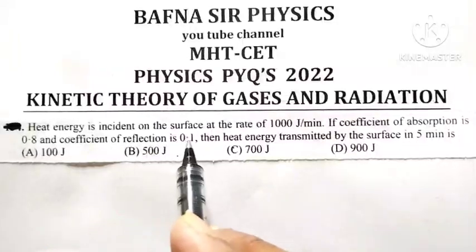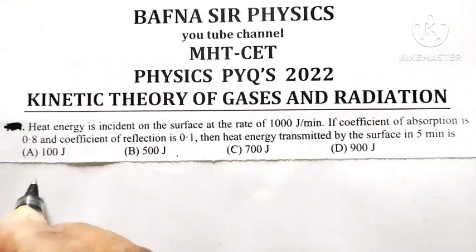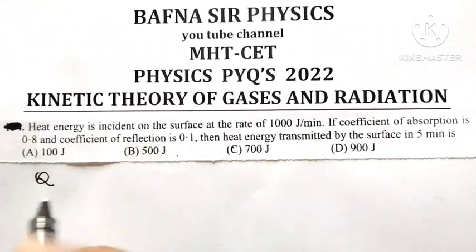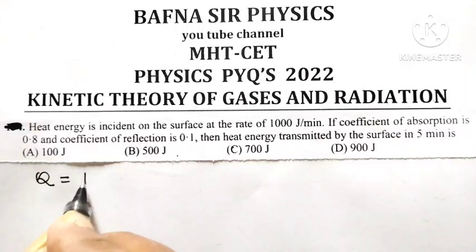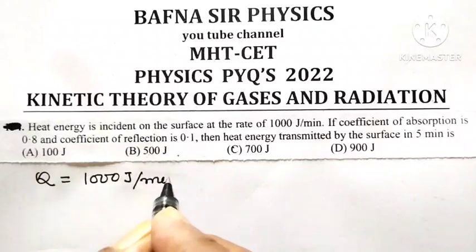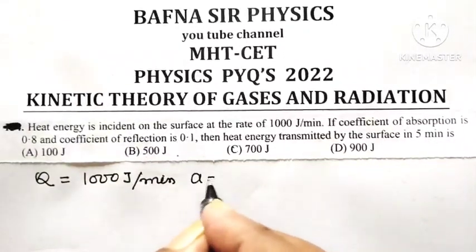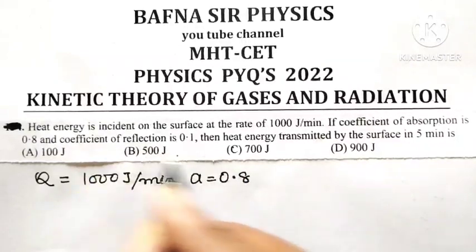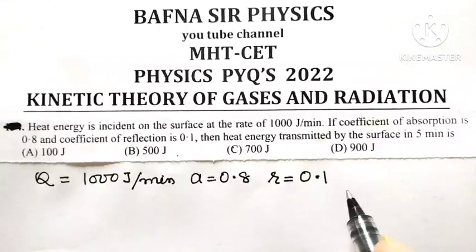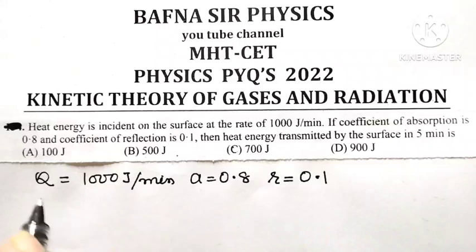Heat energy is incident on the surface at the rate of 100 joule per minute. Amount of radiant heat which is incident on the surface is 1000 joule per minute. If the coefficient of absorption a is 0.8 and coefficient of reflection r is equal to 0.1, then find the heat energy transmitted by the surface in 5 minutes.